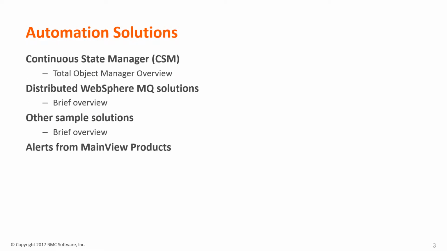MainView AutoOperator delivers several automation solutions out of the box. We're going to talk about a few of them in detail as we go forward. Others we may not talk about too much at all. Key ones we'll discuss are Continuous State Manager and Total Object Manager. We'll talk about the Distributed WebSphere MQ solutions, and then we'll touch on some other ones as well.